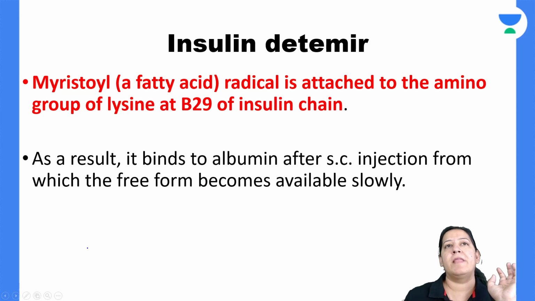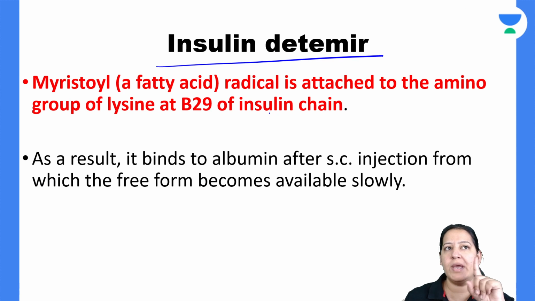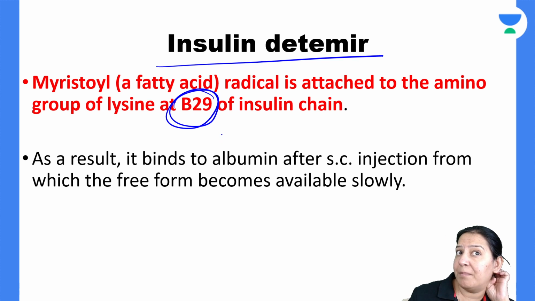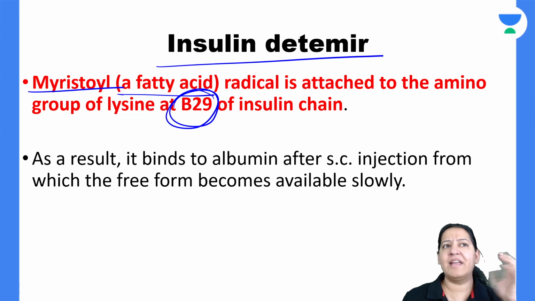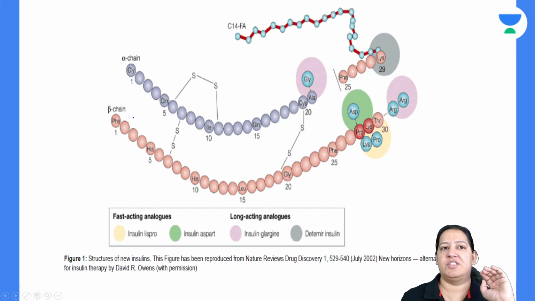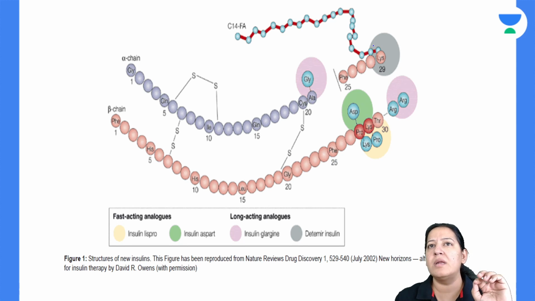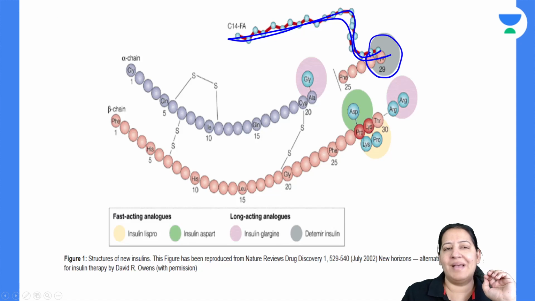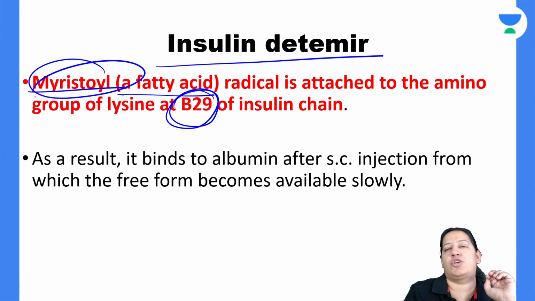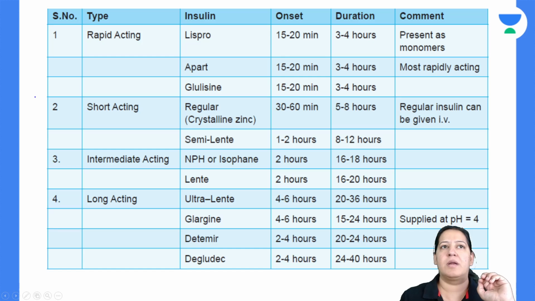The next is detemir. In detemir, you are doing only one change. At the 29th beta amino acid, you are adding an additional fatty acid. The name is myristoyl. It is attached to the B29 amino acid of the beta chain. Have you got it? So see this one. This is the 29th amino acid of the beta chain. On it I am adding this fatty chain. The name of this fatty chain is myristoyl. So that is detemir. Have you got it?